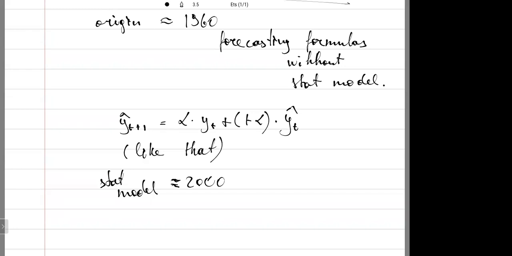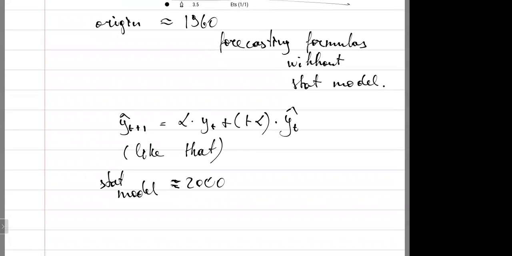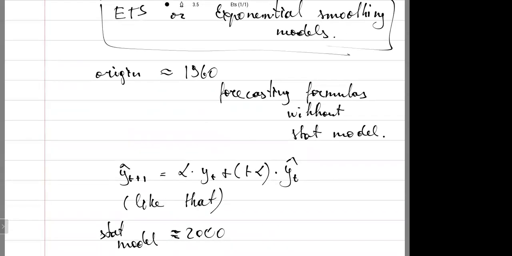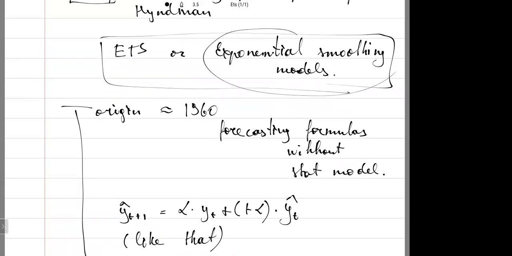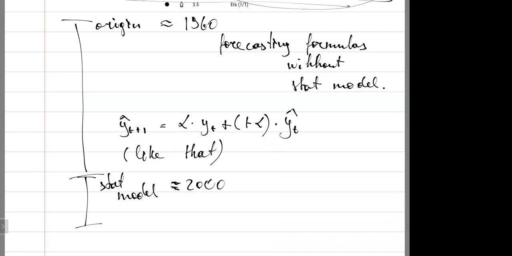Okay? So there is a short story behind these models. In old days they were called exponential smoothing models, and in modern history they are called ETS models. But basically, they're the same forecasting formulas, with or without statistical assumptions. That point is clear. Can we continue? Yes. Okay.